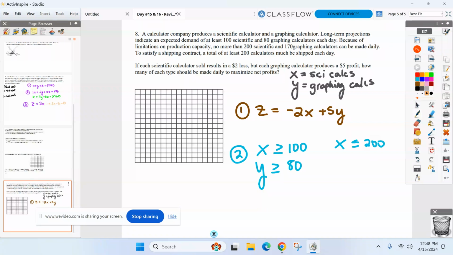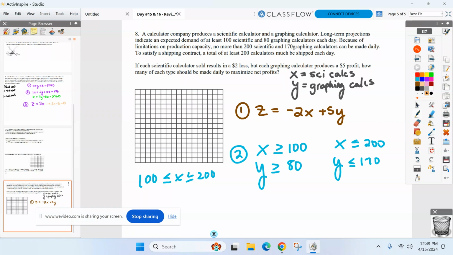Now, I know some of you are thinking, can I just put this into one inequality? Greater than 100, less than 200. Can I just write it like this and make that into one? Yeah, you could if you wanted to. Up to you, or four separate ones, your call. And then we still have to do what? No more than 170 graphing. Same thing. You could put Y in the middle with 80 and 170 on the outside.